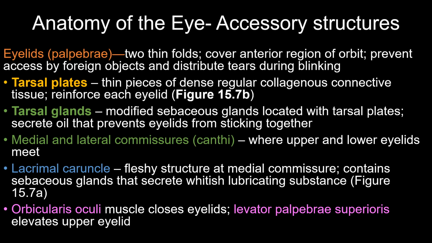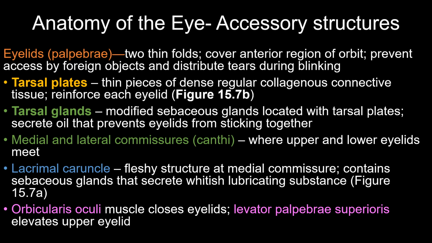Now that we've talked all about the eyeball, let's talk about the accessory structures of the eye. These are going to be your eyelids, eyebrows, eyelashes, conjunctiva, lacrimal apparatus, and the extrinsic eye muscles. All of these have roles in either protecting the eye or moving the eyeball. First, let's start with the eyelids, otherwise known as palpebrae.